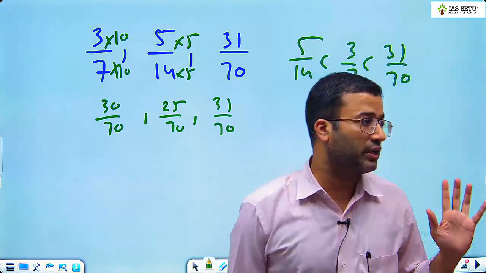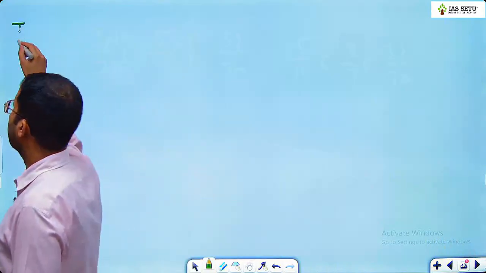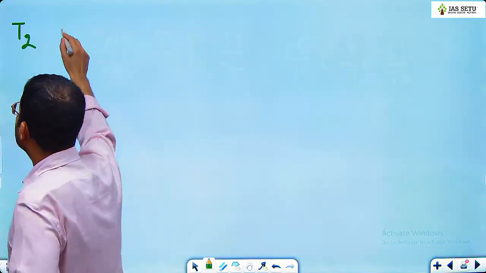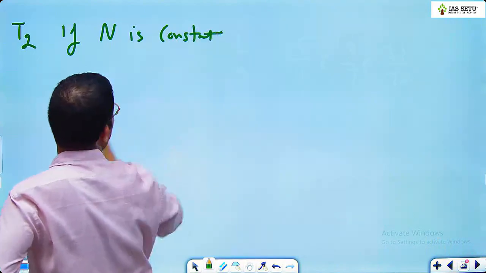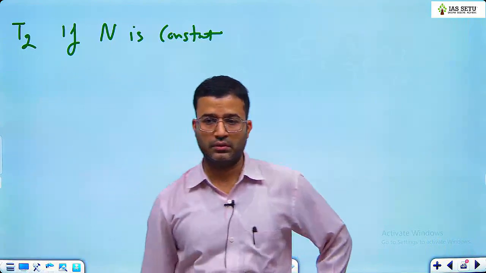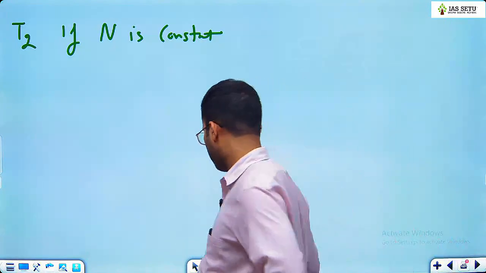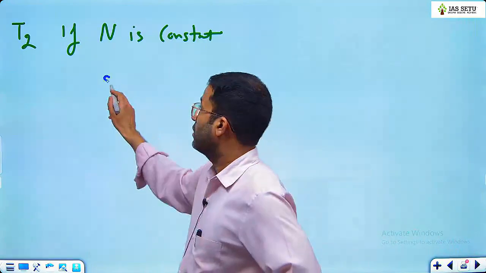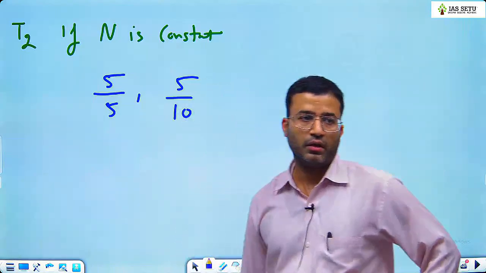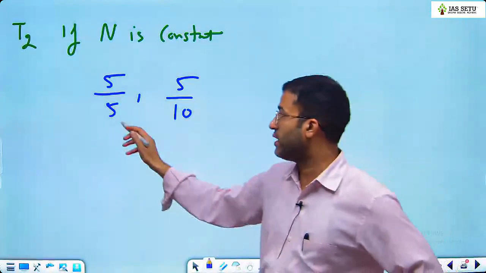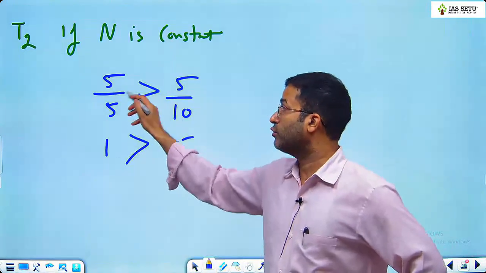Is this type 1 clear? Very simple. Type 2. Type 2 is if numerator is constant. 5 by 5, 5 by 10. We convert in decimal for comparison. 5 by 5 is 1, 5 by 10 is half. Which one is larger? 1 is larger. So 5 by 5 is larger.